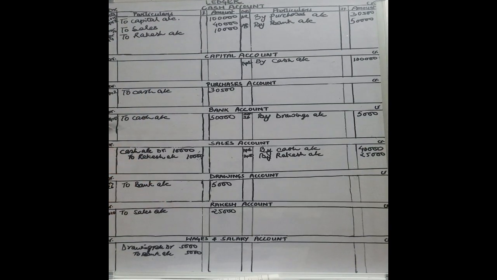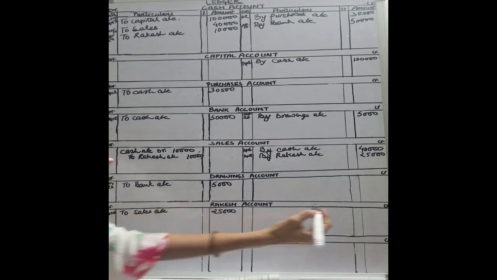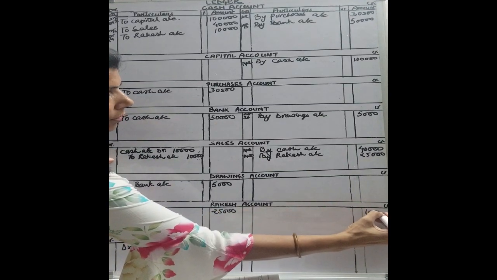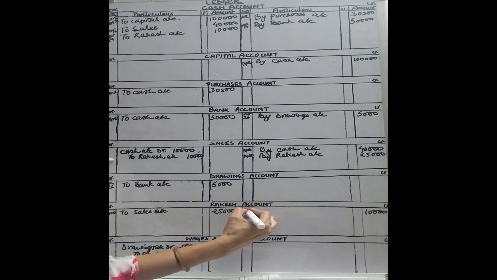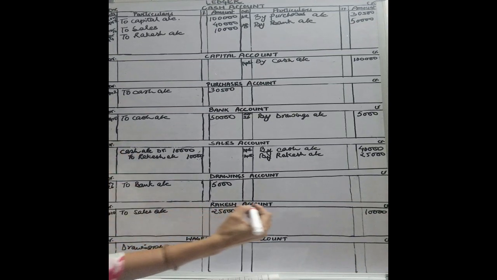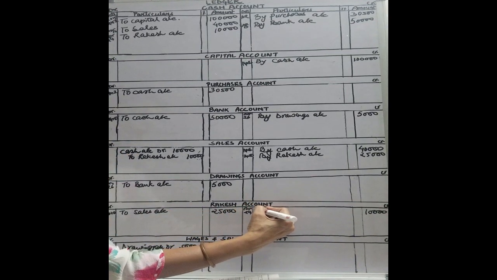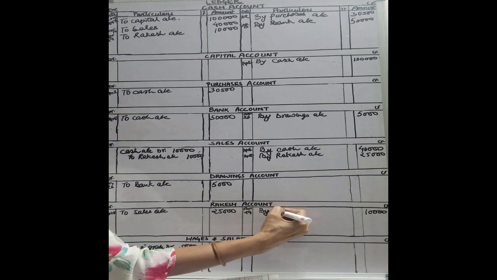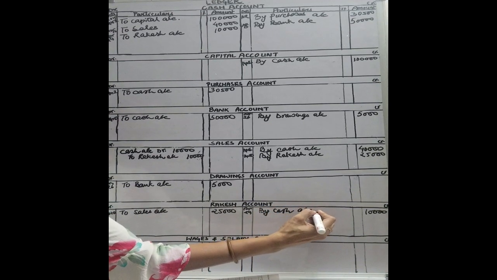Okay. Now let's make the entry in the other account, which is Rakesh account. Here Rakesh account is credited. So we will credit the Rakesh account by writing the amount on the credit side of Rakesh account. Date is April 29th. And the reason behind crediting the Rakesh account is that the other account on the opposite side is cash account. So the reason is by cash account, right?